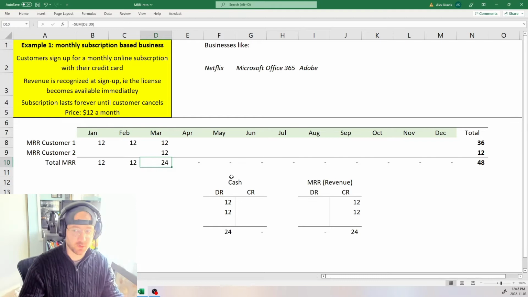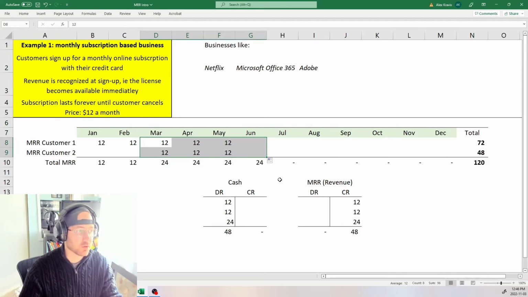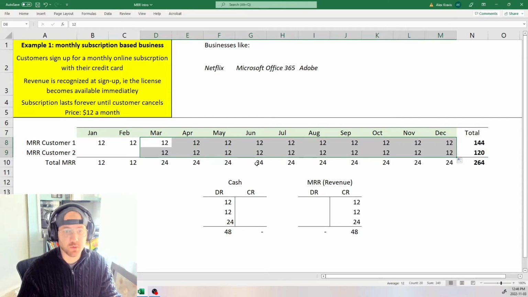So now it's the same thing. We're going to go into here, and instead of $12, we're going to debit into the account $24 cash collected for the two customers that now paid for the month of March, as well as now $24 worth of revenue. And now we basically just carry this forward every single month, April, May, June, right? And you keep going all the way to the end of the year. These two customers stayed on board the whole time.